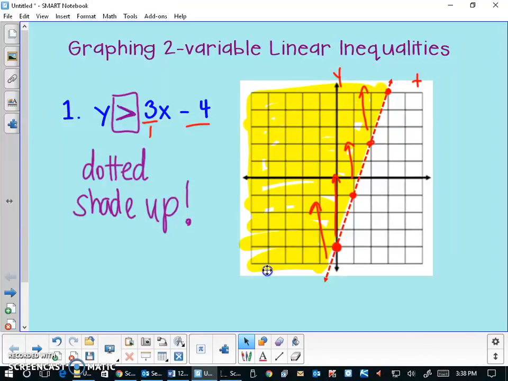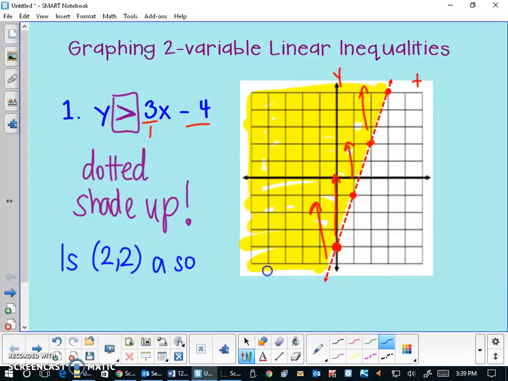So now I'm going to write a point. I'm going to think of a point real fast. It's going to be 2, 2. Is 2, 2 a solution? Okay, so let's look at this. Let's figure out where 2, 2 is. 2, 2, it's right here.